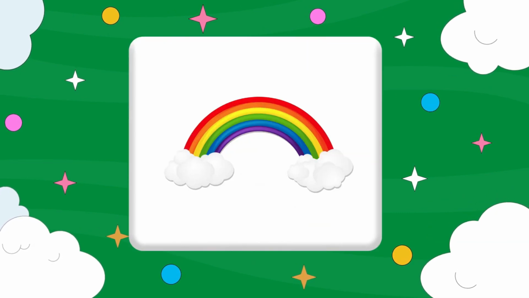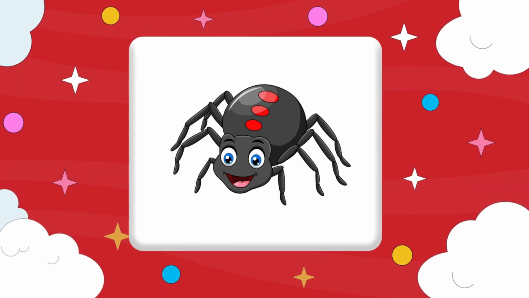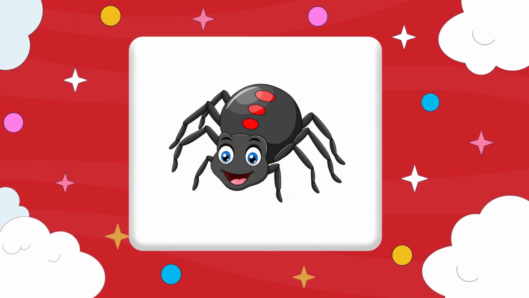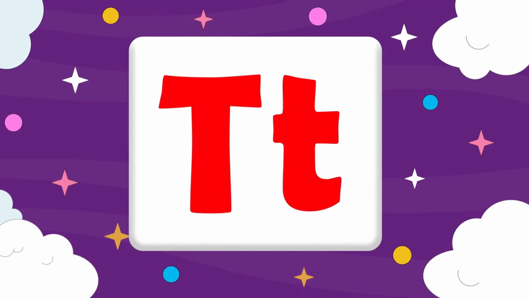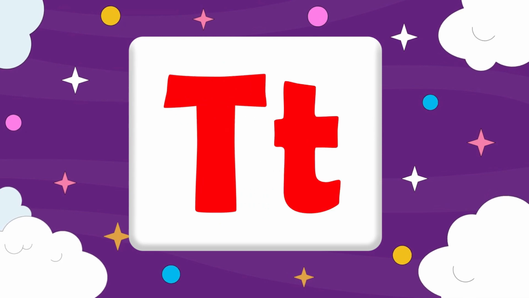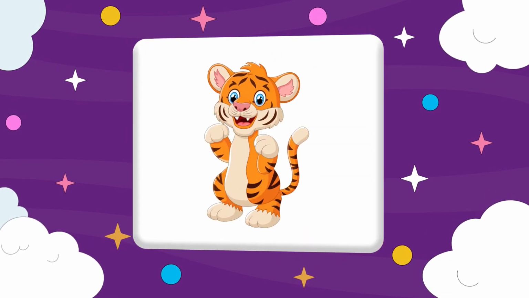S is for spider, s, spider. T is for tiger, t, t, tiger.